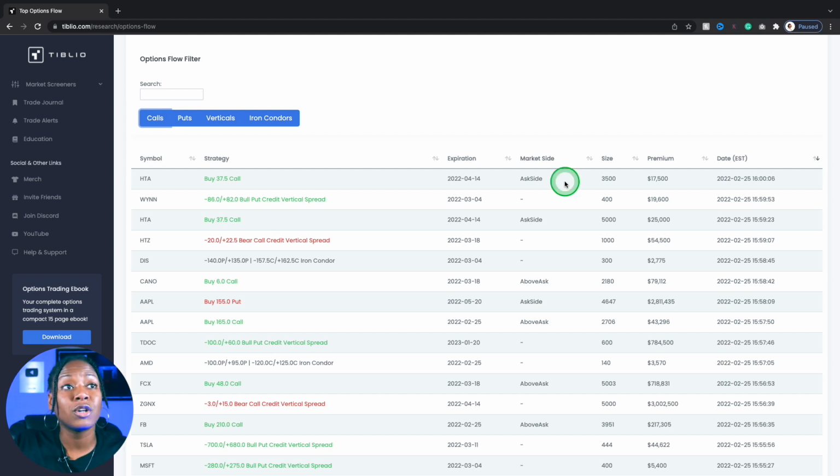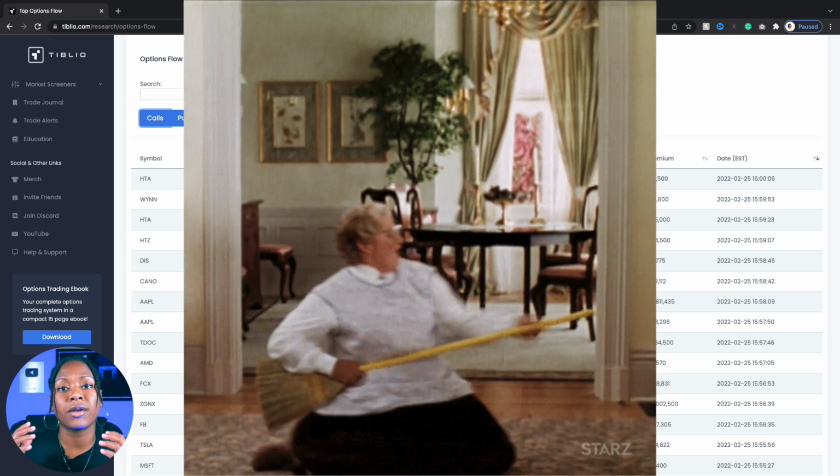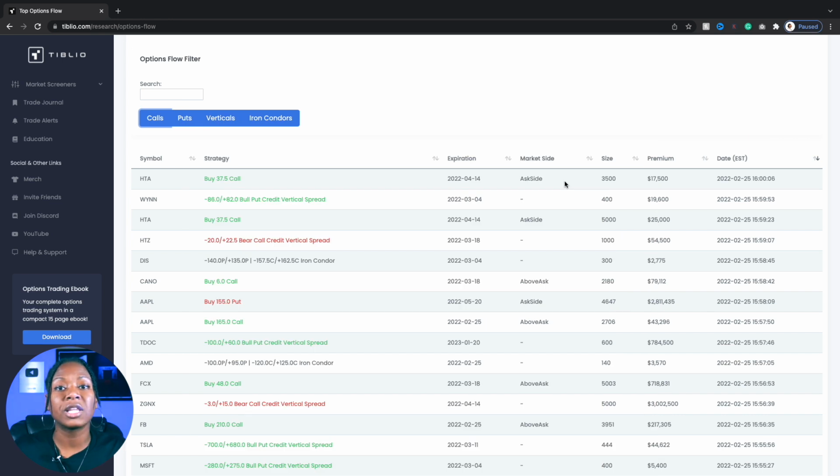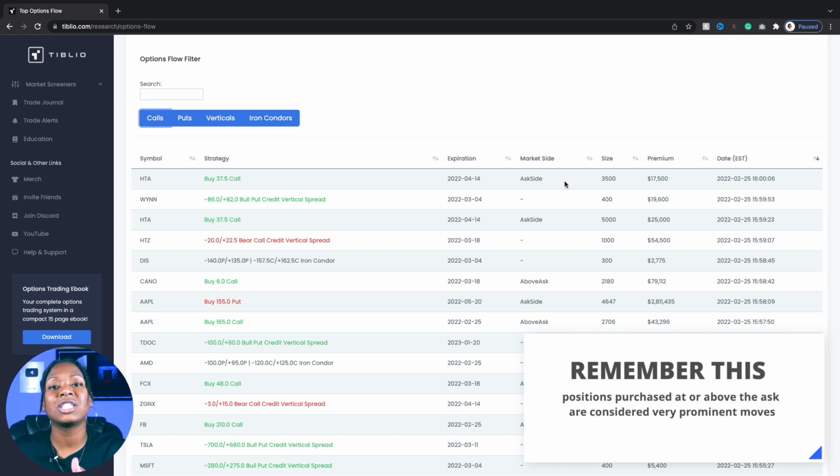If the order was filled on the ask side, then that can indicate a sweep order where the buyer purchased all of the available contracts at that time, or they really just wanted it to be filled immediately. So a word to remember is positions that are purchased at or above the ask are very prominent moves. They basically wanted it to go through instantly. When you buy on the ask, it keeps the ball rolling, okay?